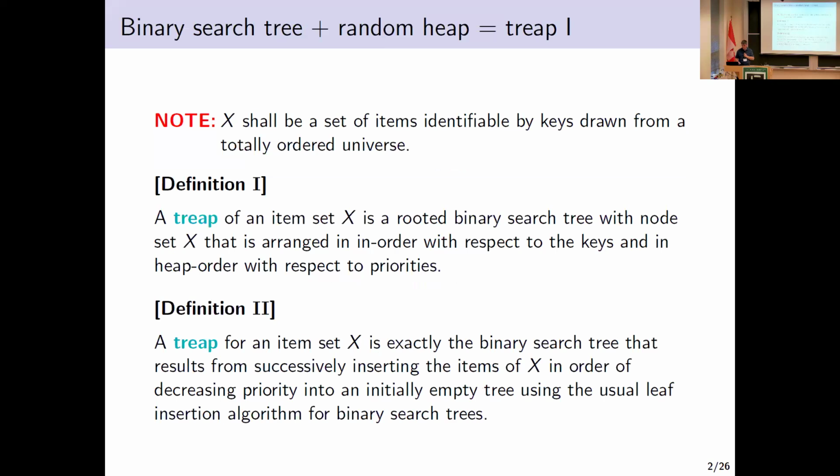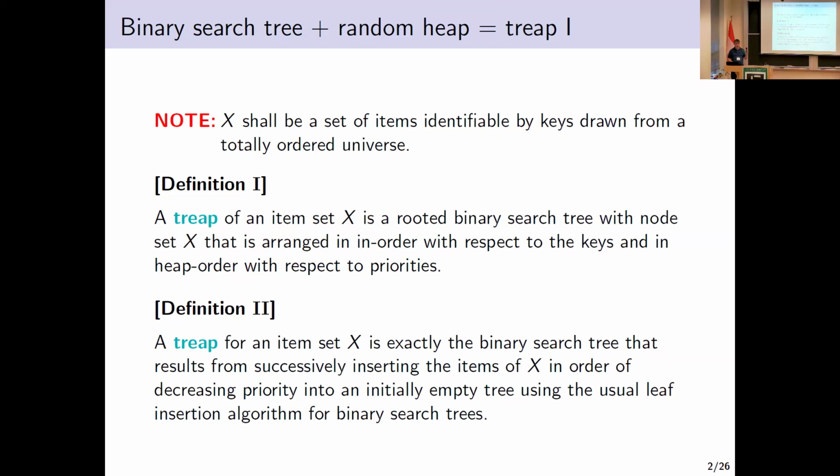So, what is a treap? It's a binary randomized tree. These definitions are taken from Aragon-Seidel; I list the paper at the end. A treap is a rooted binary search tree with node set X that is arranged in order with respect to the keys and in heap order with respect to the priorities, okay?